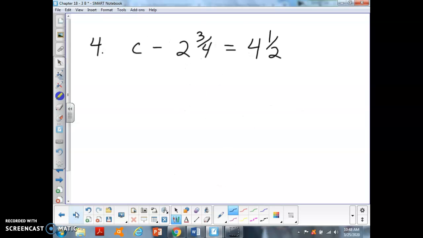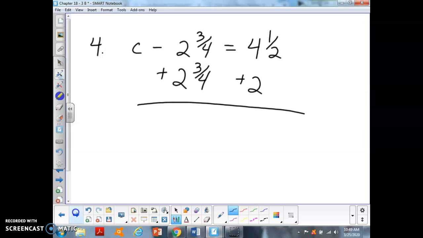Another one with a mixed number, okay, with different denominators. C minus 2 3/4, the 4 is the denominator, equals 4 1/2, with the 2 as a denominator. Well, we're going to do the inverse. That part is easy to remember on the left side of the equal sign. But when we do it on this side of the equal sign, we have a little bit more of a problem. So this is wiped out.